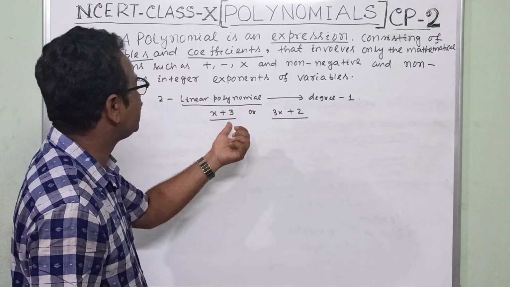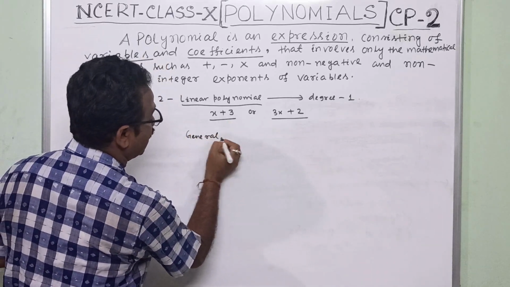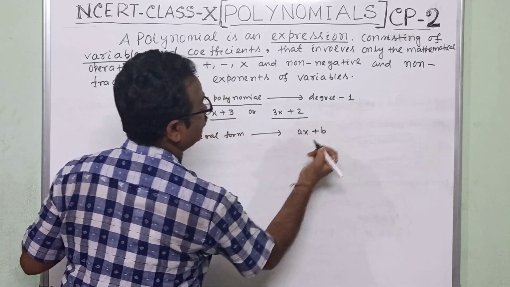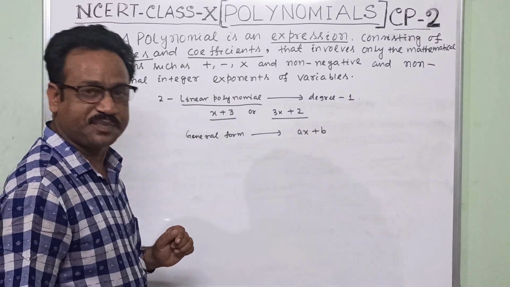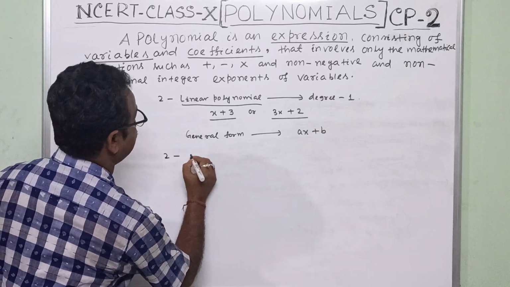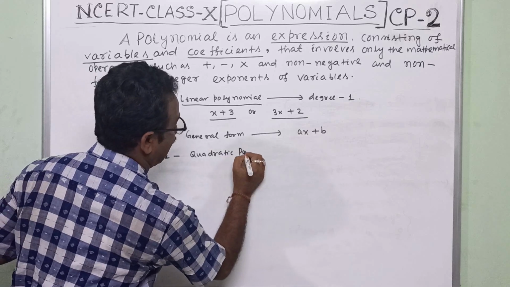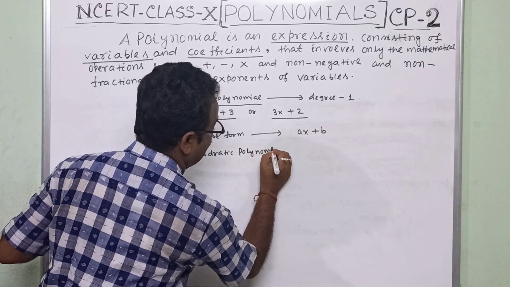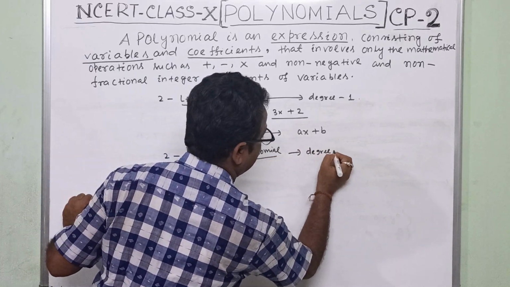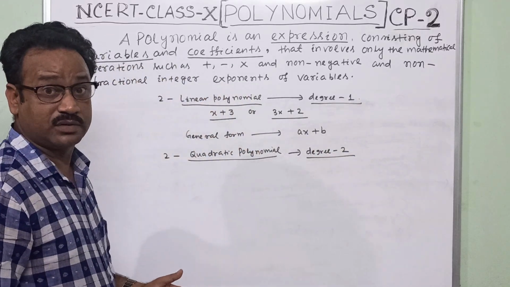Then we are writing different examples. What is the general form? General form is ax plus b of a linear polynomial. Now move on to the second one, your quadratic polynomial. Quadratic polynomial, that is degree 2. This is degree 1, this is degree 2. Degree, highest power of variable, 2.